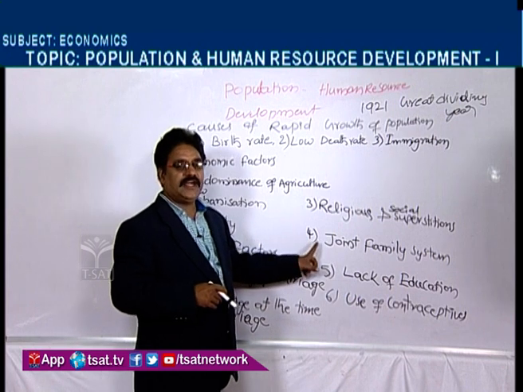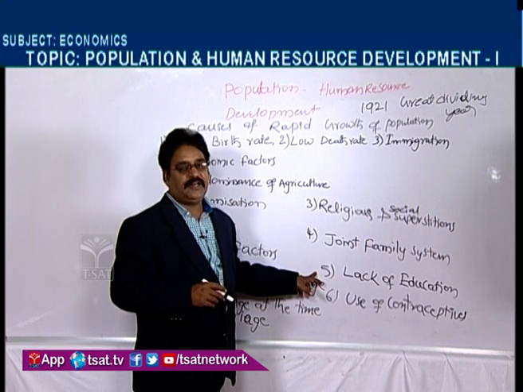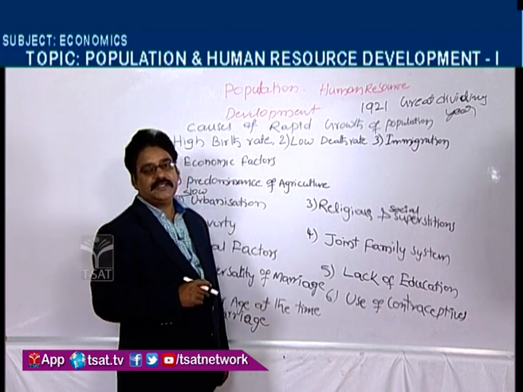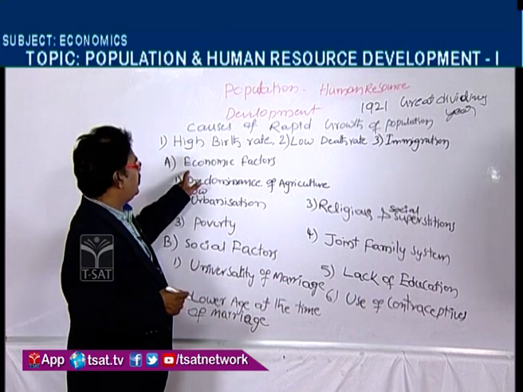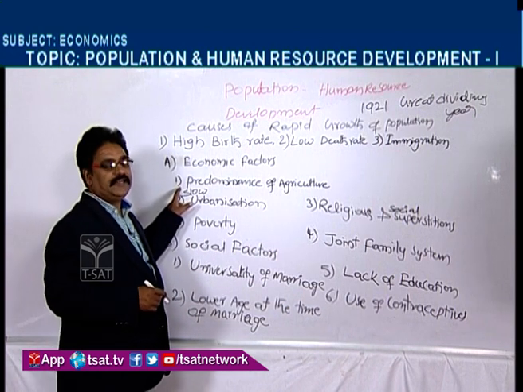Fourth one is joint family system. Fifth one is lack of education. Sixth one is use of contraceptives. First we will discuss one by one. First one, economic factors. Under the economic factors, predominance of agriculture.